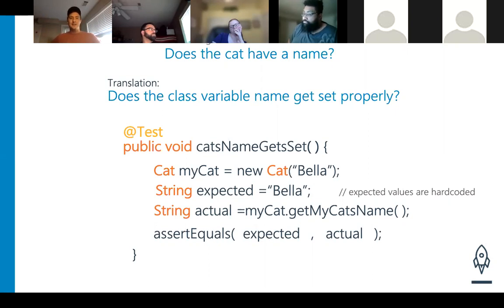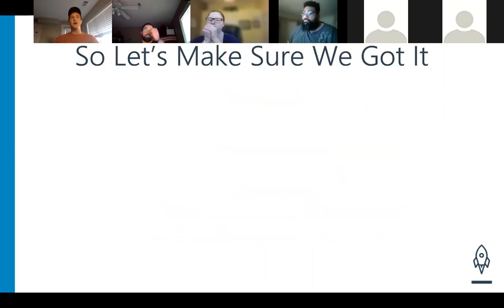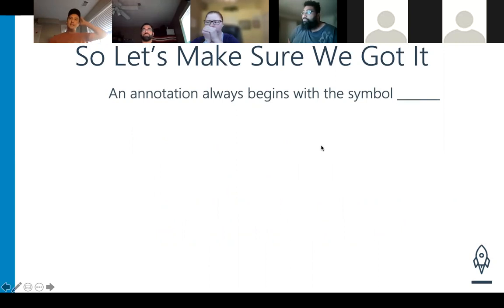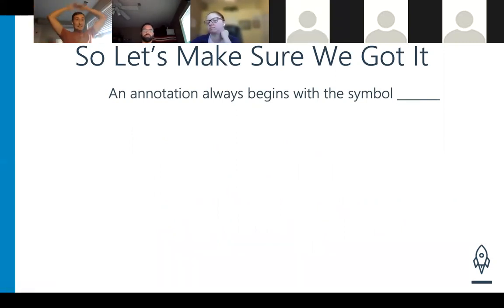All right, like we said, this is called an annotation. So that at sign depicts that. So take a close look at that. All right, let's make sure we got it. An annotation always begins with what symbol? The at symbol.